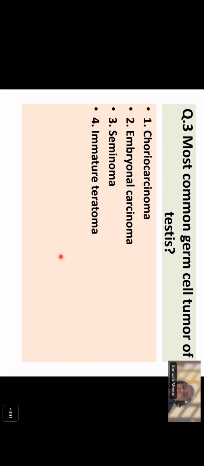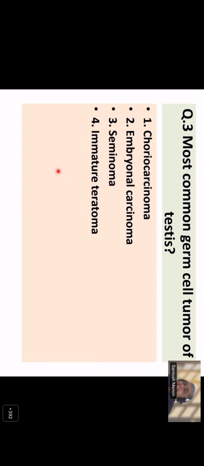So what is the most common germ cell tumor of the testis? Seminoma. All of you agree? Yes, sir. And what will be the serum tumor markers in seminoma? AFP, beta HCG, SALK4? No, that is IHC, Ruchika. You are directly jumping to IHC. I'm asking about serum tumor markers. LDH. So maybe LDH. Verma sir, please add.